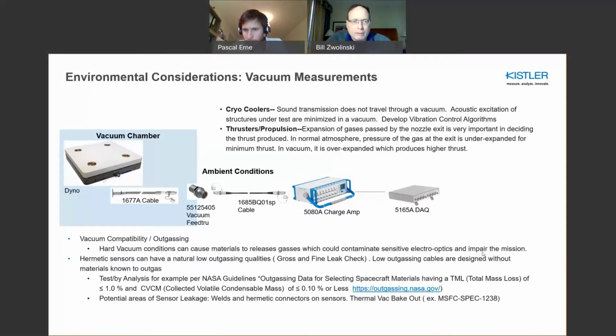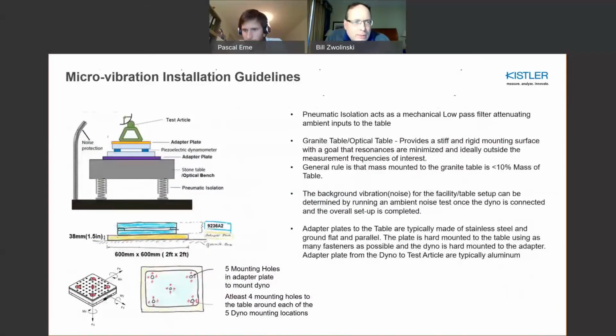Okay, what I wanted to talk a little about is the microvibration installation guidelines. When you're doing an exported force and torque test, you've got a mechanism you want to evaluate. How do you go about that?